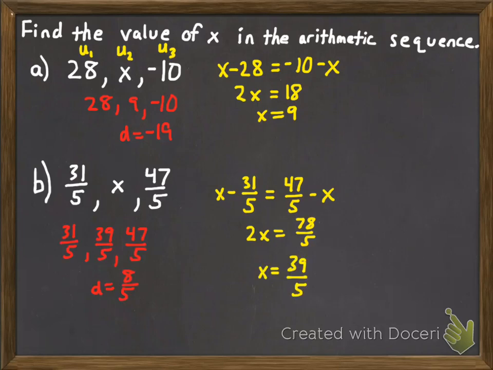And then I'm just showing you here again that the pattern works, doesn't it? There's a common difference of 8 fifths if you have 31 fifths, 39 fifths, 47 fifths.